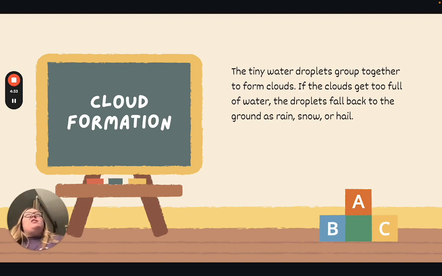So if you think of the lid on your hot pan on the stove or your bathroom mirror, when they become too full of water or there's too much water on them, you'll actually see the water droplets start to fall down. And this is the same concept, just on a much bigger scale, when we look at clouds. So when the cloud gets too many water droplets, the water will fall back down to the ground as precipitation. So precipitation means how the water comes down. So rain, snow, hail, and that all just depends on the temperature and the airflow.